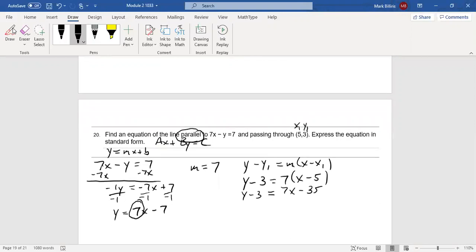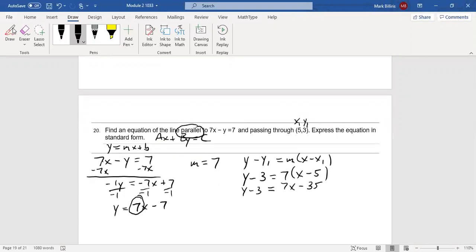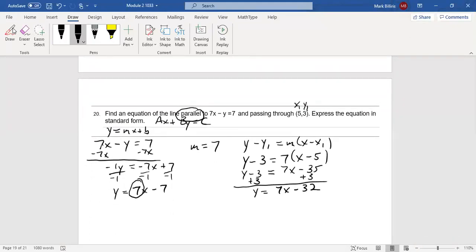Now remember, to be in standard form, x and y need to be on the same side of the equal sign. So I'm going to move the 3 to the right-hand side by taking its opposite. And then I'm going to move the x over by taking its opposite as well. So the equation of the line would be negative 7x plus y equals negative 32.